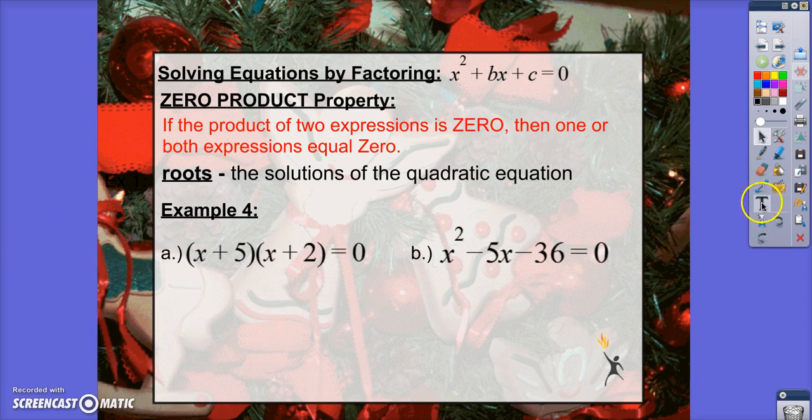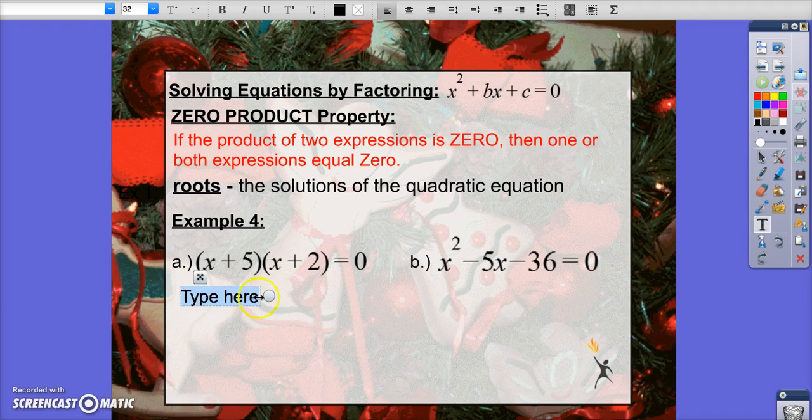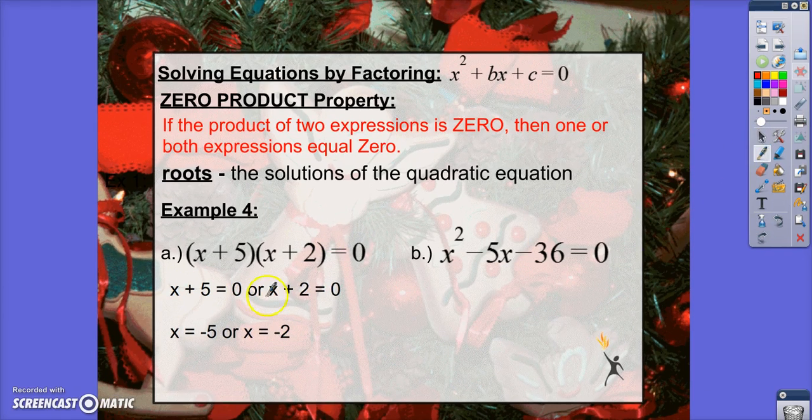So how do we solve something like number 4? For A, they already did the work for you where they got it equal to 0 and they factored. So simply what you do here is set each parenthesis equal to 0. If I subtract 5 from both sides, I get negative 5, and 4, negative 2. And that's actually my answer. So there's an extra step to solving where you have to factor, make sure it's equal to 0, and then set each part equal to 0.